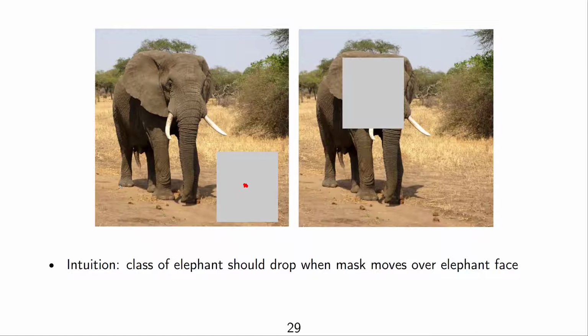So the intuition is that when we cut out a square, such as this square here to the left, the class probability of elephant shouldn't change much, and it should still be high. But if we are occluding the most important part, and this is just a human guess of what the most important part of the elephant would be, that is the face of the elephant, then we would expect the class probability to drop the most.